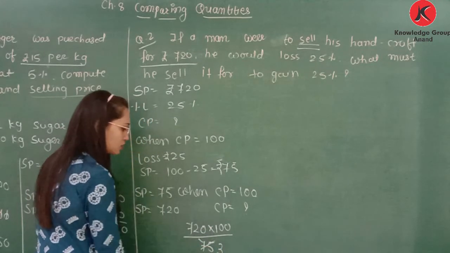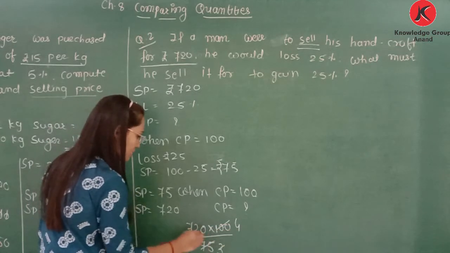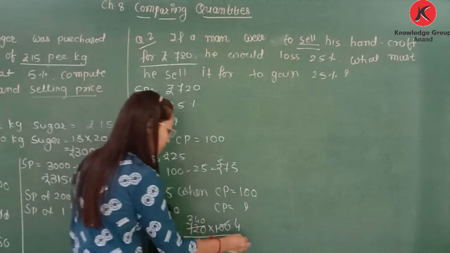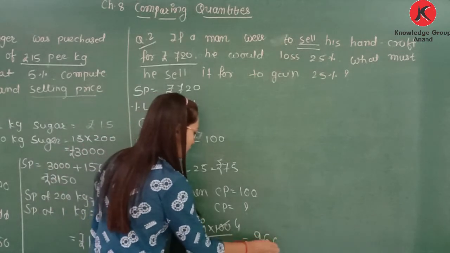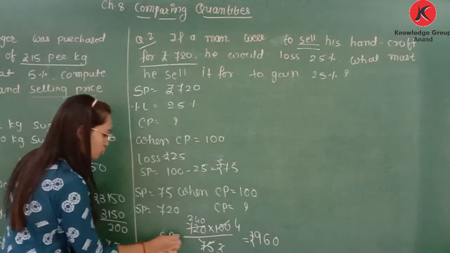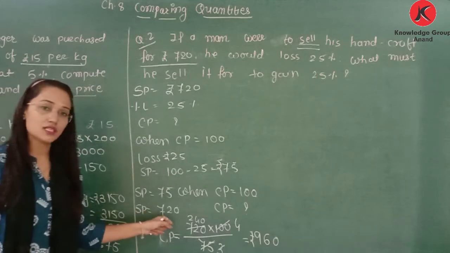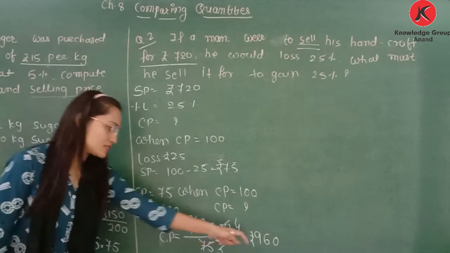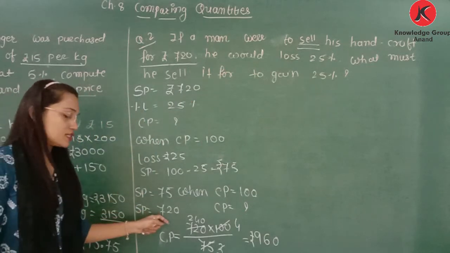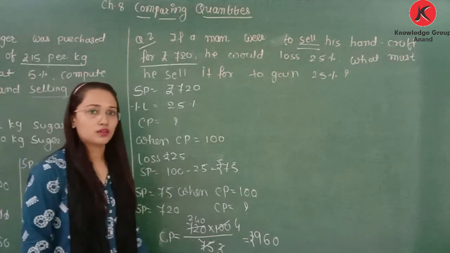25 3s are 75, 25 4s are 100. So now we can cancel this. 3 2s are 6, 240, 960. So cost price is equal to 960 if the selling price is 720. Cost price is 960 with 25% loss and selling price is 720. Clear? Now we get the cost price.